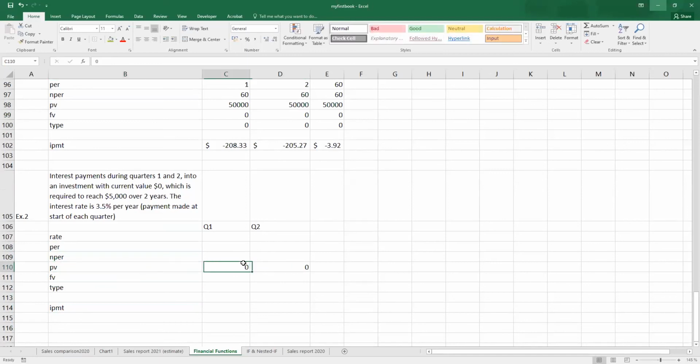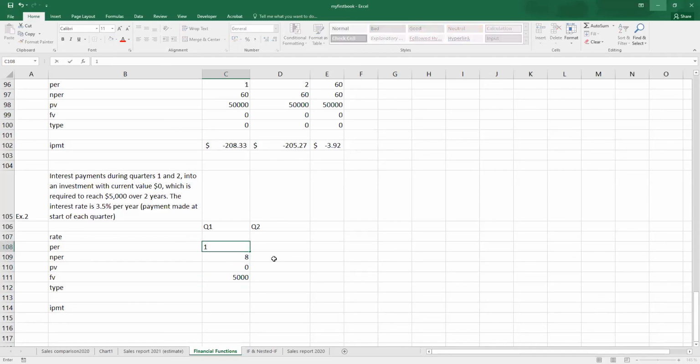PV is zero. I'll do one column first and then I'll copy this value to another column. We require to reach 5,000, so that means future value for both is 5,000. The customer will receive 5,000 at the end of the period, 2 years, and we pay quarterly, so nper is 2 times 4 because we pay 4 quarters per year for 2 years.